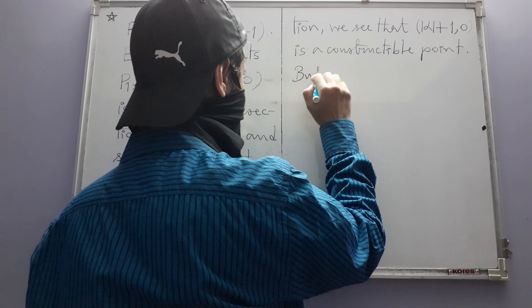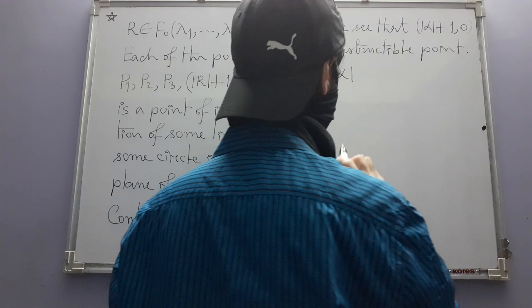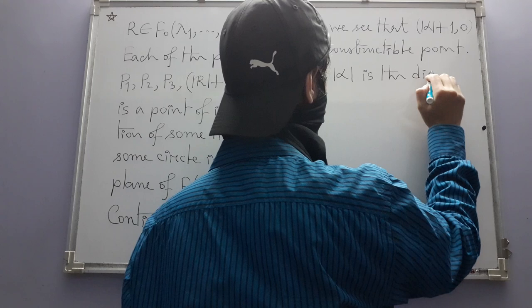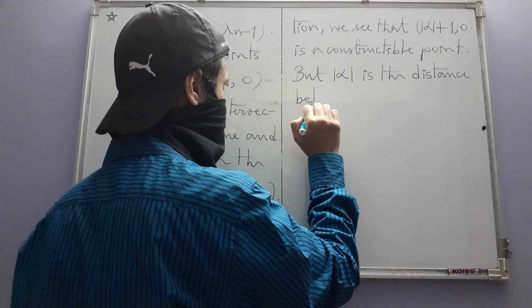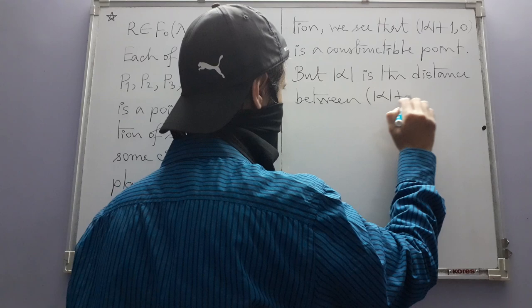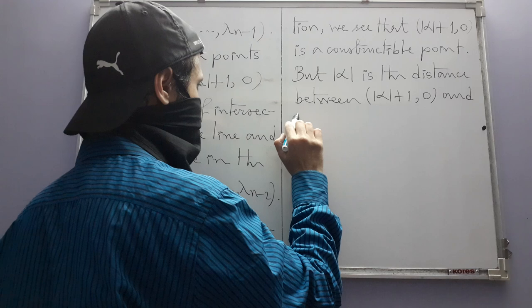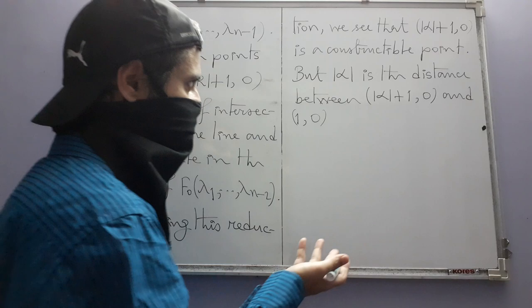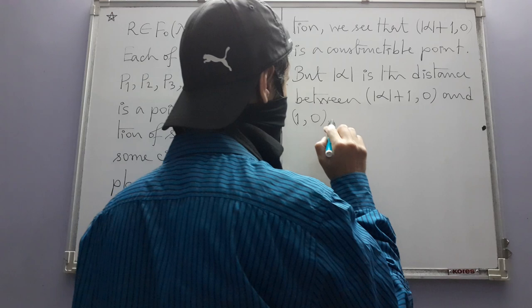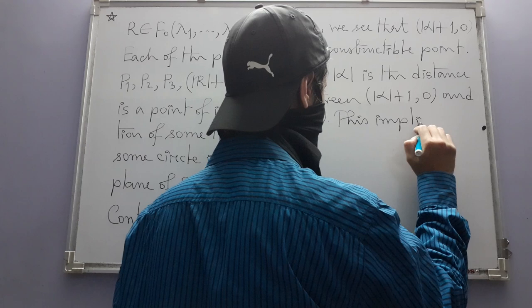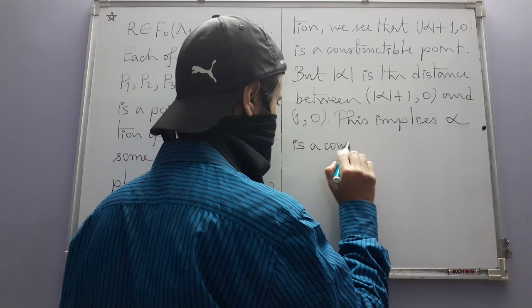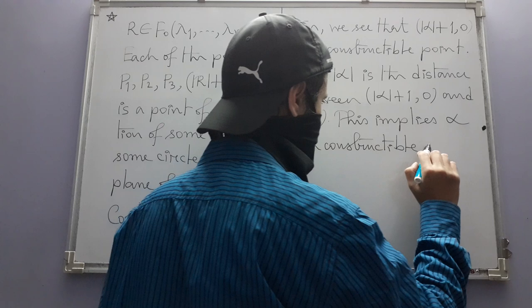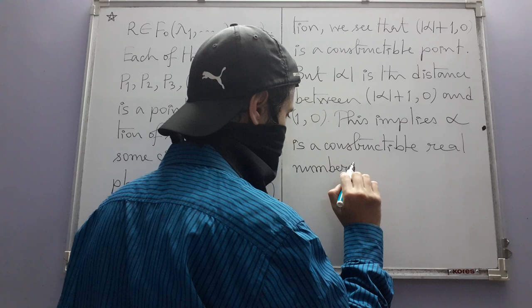But this real number is the distance between this constructible point and this other constructible point whose coordinates are 1, 0. That means this is just your Q, that capital Q. So by definition, then alpha is a constructible real number. And this finally completes the proof.